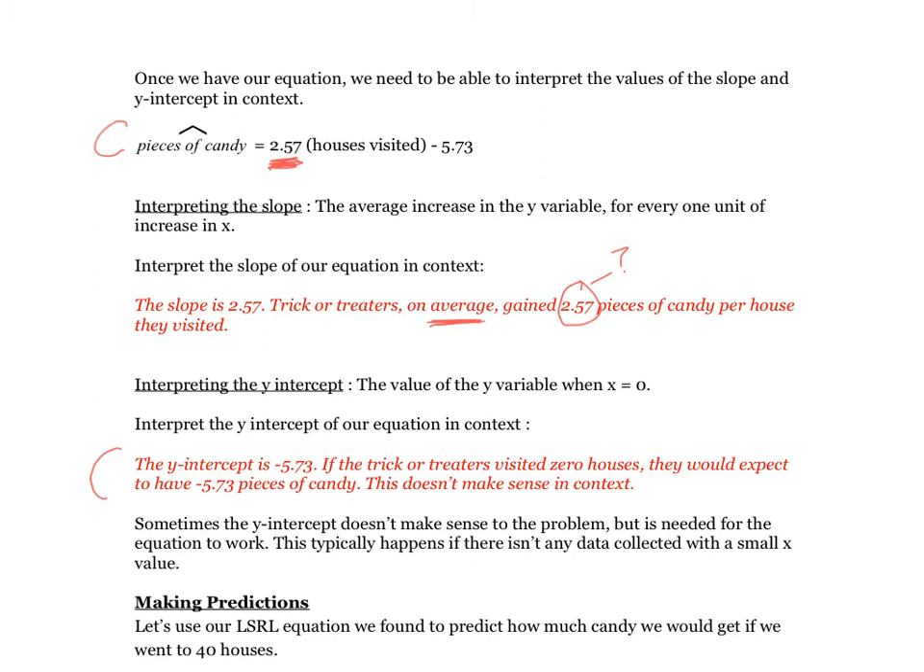Part of the problem in this situation is we don't have any data for what happens when you visit 1 house or 2 houses or 3 houses. So when we make the least squares regression line, the y-intercept ends up not making any sense, and that's fine. The equation will still work, okay? And we'll explain later how we make sure that the equation will work.